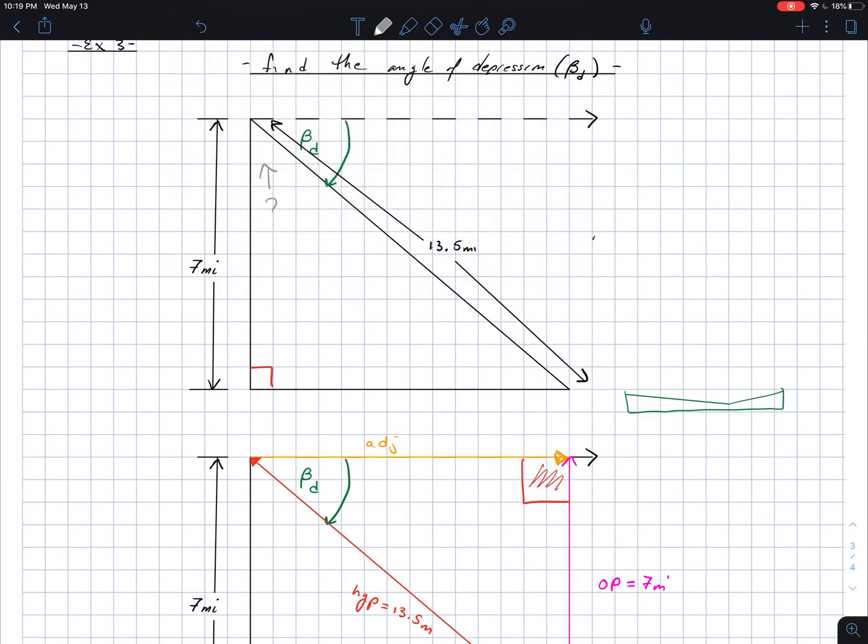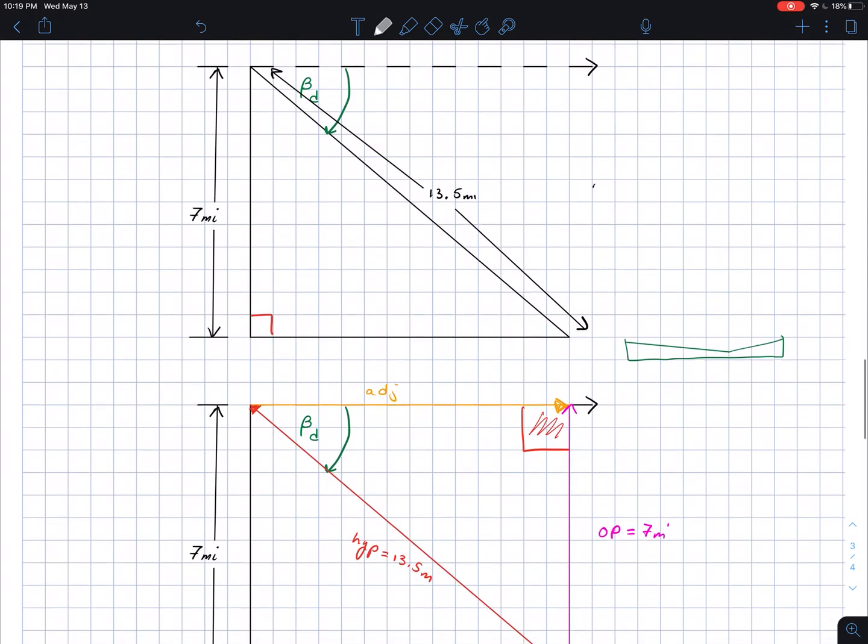What's this angle? Wait, what's this angle? I don't know either one of them. I don't really know any of the angles. But if I knew one of these angles on the inside of the triangle, then I could work with the trigonometric ratios. So I am just showing an alternative way of solving one of these types of problems.